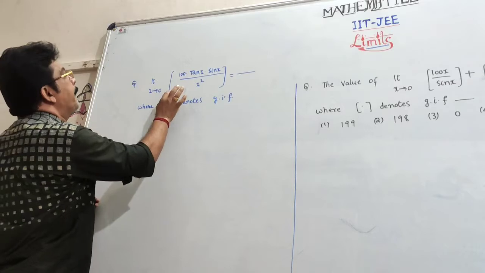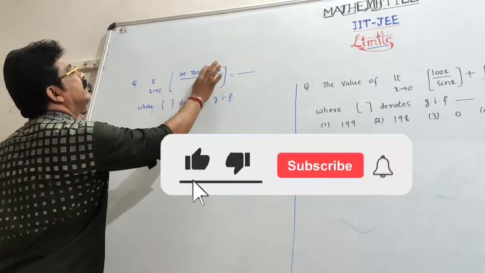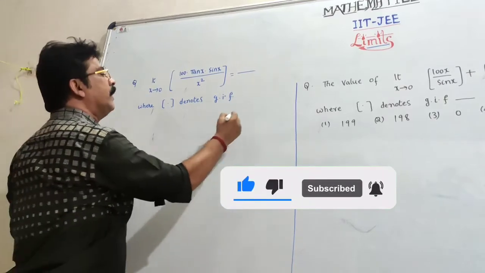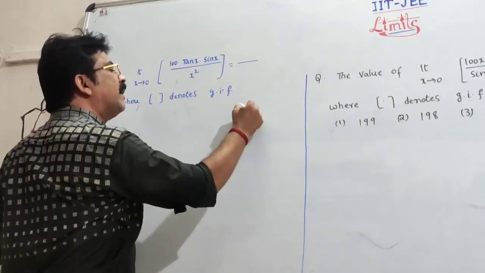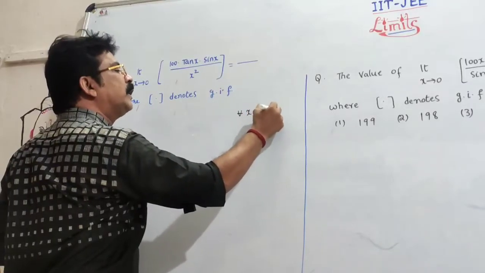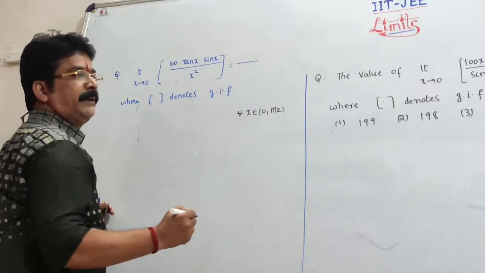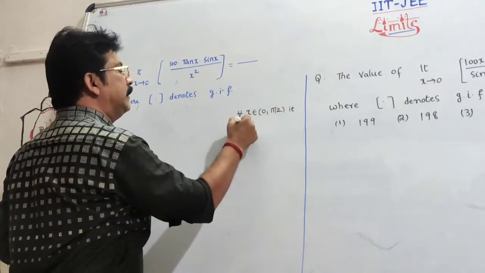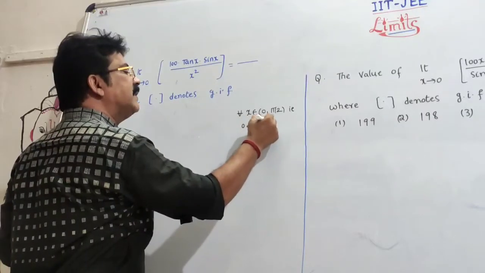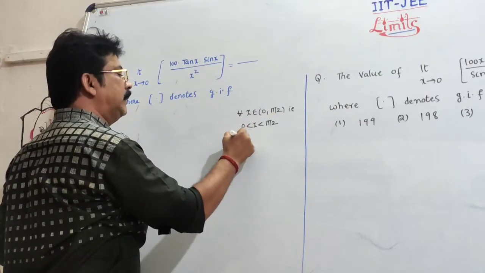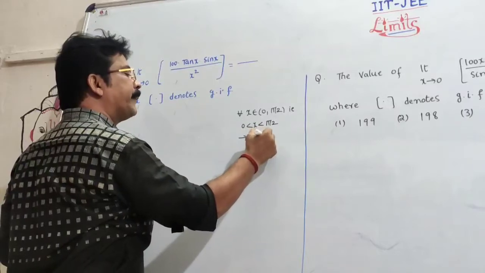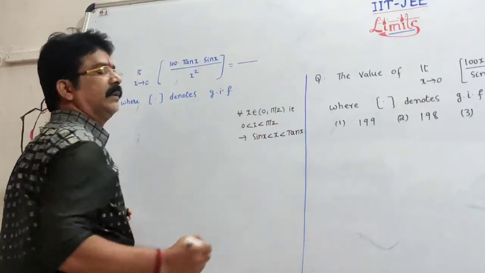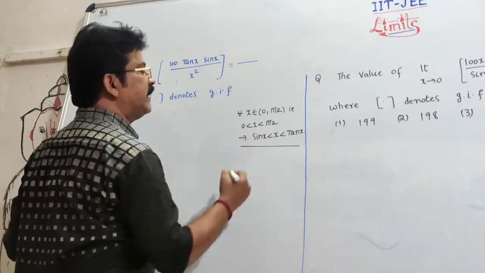Limit x tends to 0, box of 100 into tan x into sin x divided by x square. Here, for all x belongs to the open interval (0, pi by 2), pi by 2 means 1.57 radians, that is 0 less than x less than pi by 2, sin x is less than x is less than tan x. This is the standard formula.